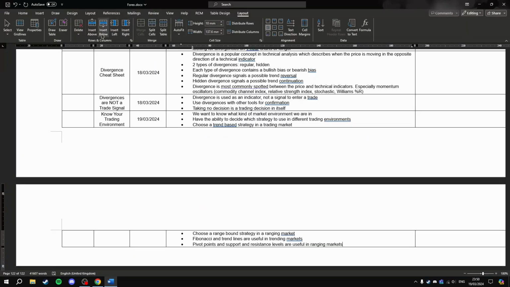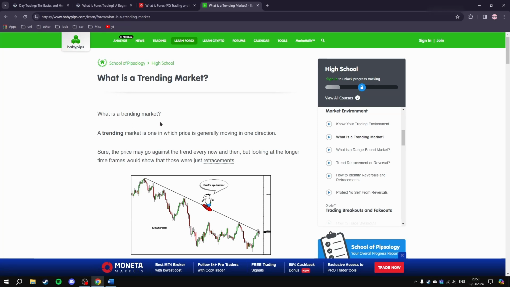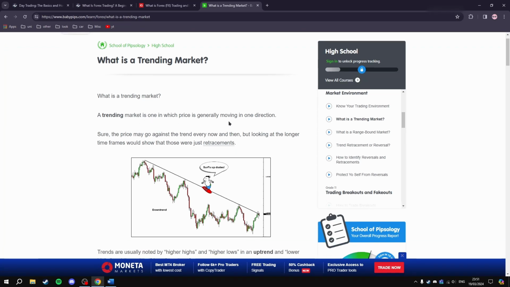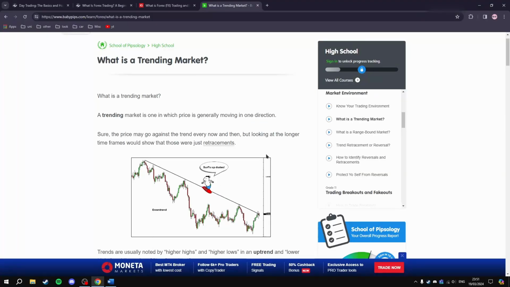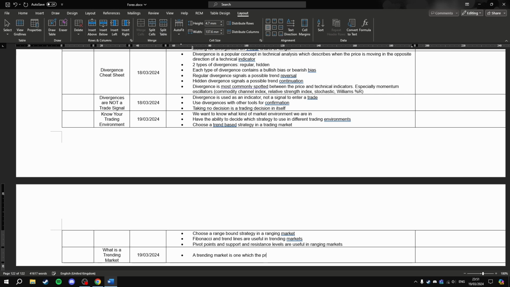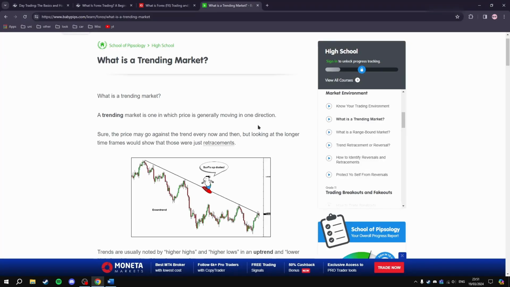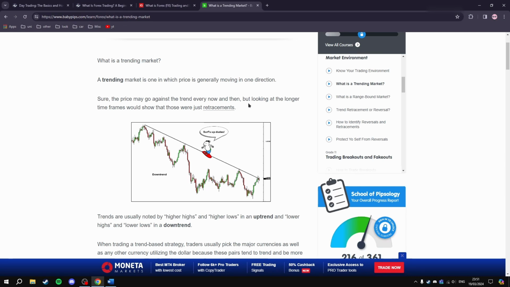So, what is a trending market? A trending market is one in which price is generally moving in one direction. Sure, the price may go against the trend every now and then, but looking at the longer time frames would show that those were just retracements.